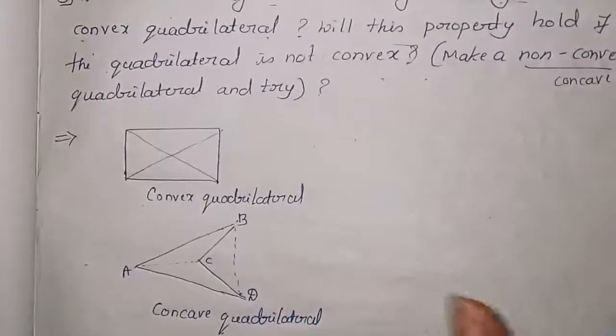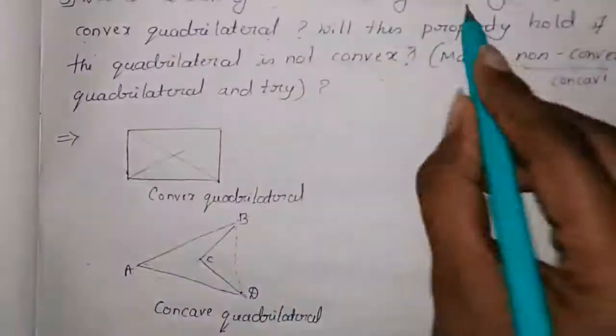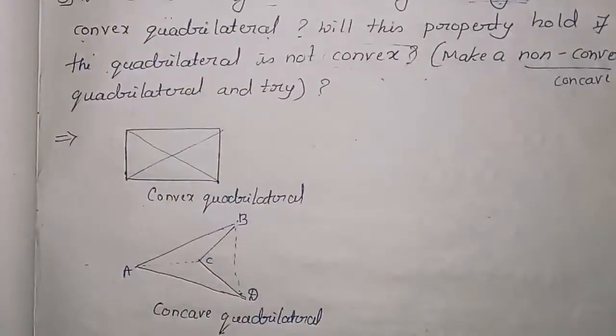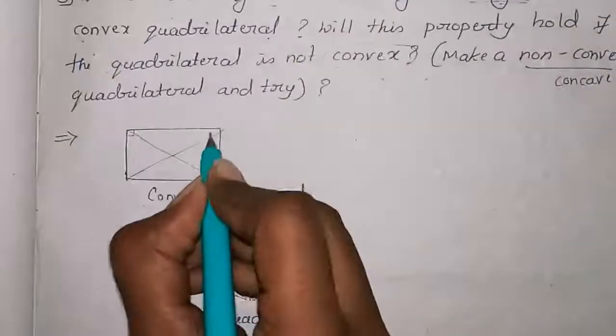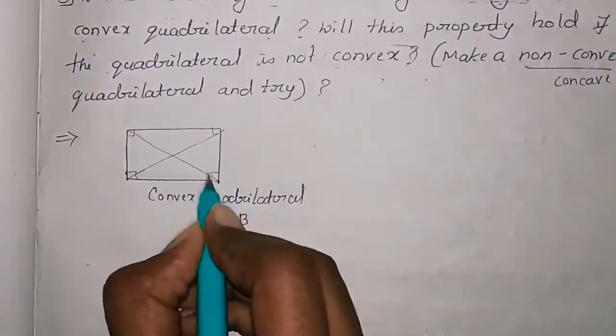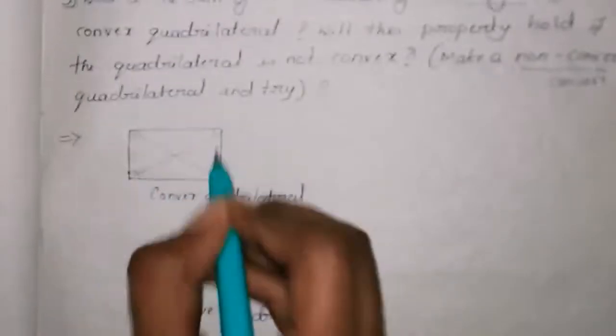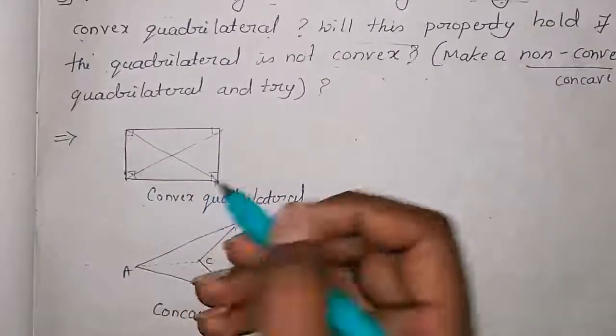And here you observe what you have to find: the sum of the angles of a convex quadrilateral. What is the angle here? You can observe the angles. As they are perpendicular lines, that means 90 degrees: 90 plus 90, 90 plus 90. So 180 plus 180, it will be 360.